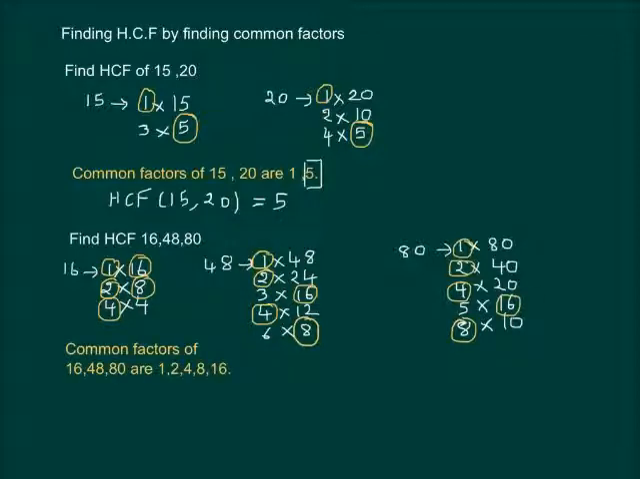So we find that 1, 2, 4, 8 and 16 are the common factors of 16, 48 and 80. Out of these, 16 is the highest. So HCF of 16, 48 and 80 is 16. Although this method of finding HCF is very easy, it is very cumbersome. So let us look at more methods of finding HCF.